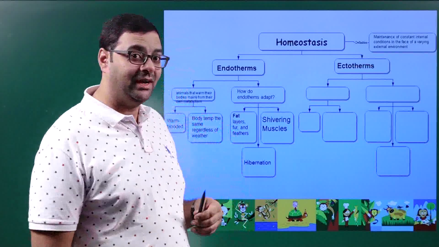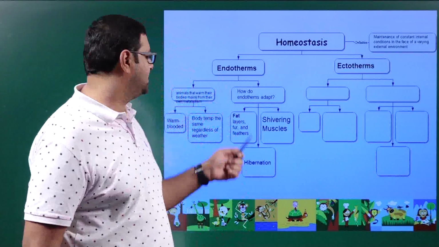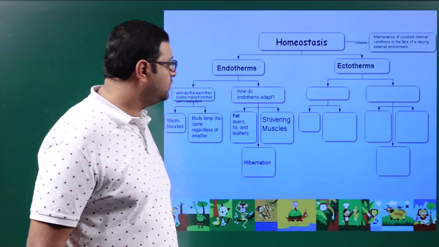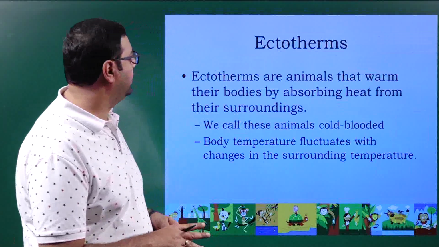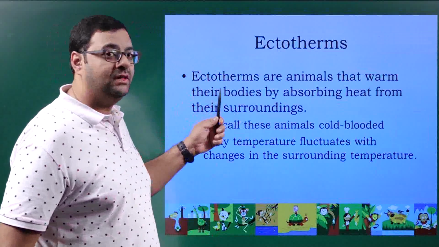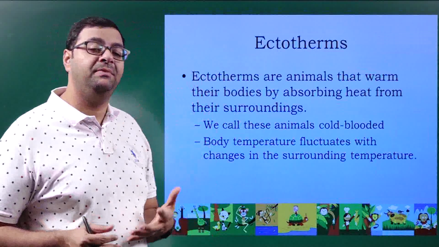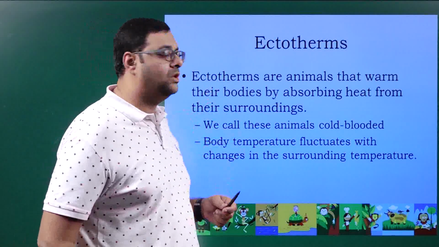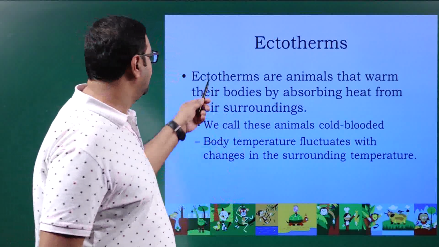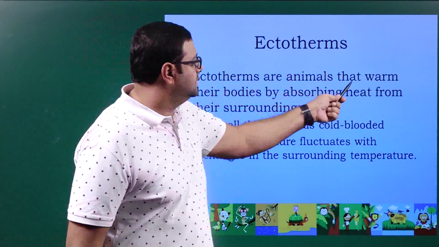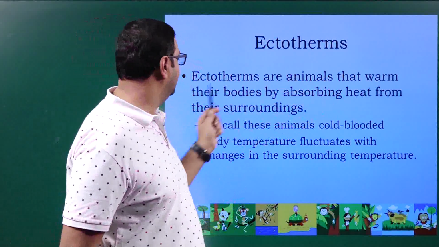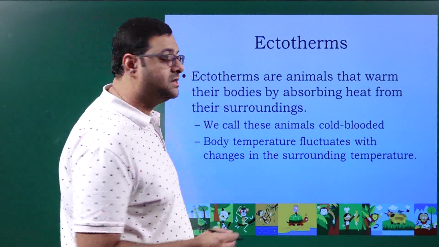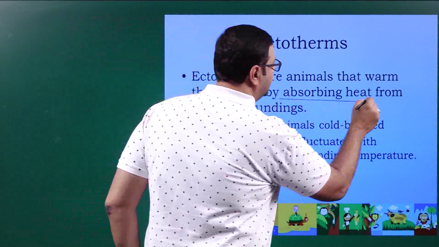Now, in continuation with endotherms, which you have seen in the earlier session, we will look at ectotherms now. I have told you what ectotherms are. Ectotherms are animals that warm their body in the sun. So, we'll see how the ectotherms do that. Ectotherms are animals that warm their bodies by absorbing heat from their surroundings. These are animals which absorb the heat.